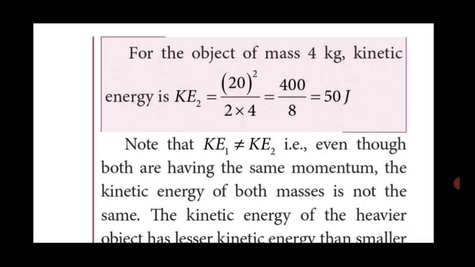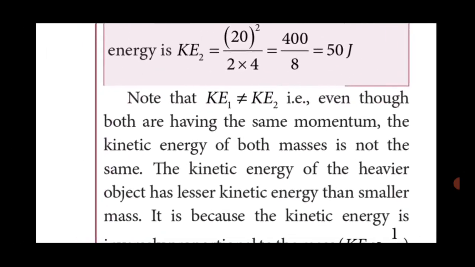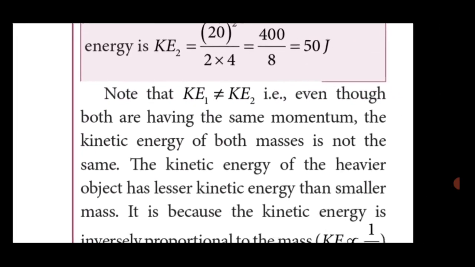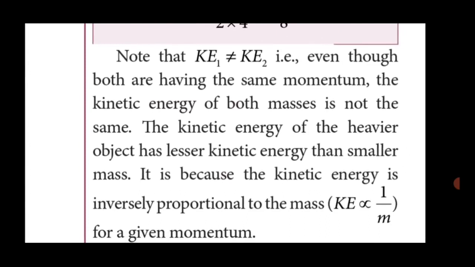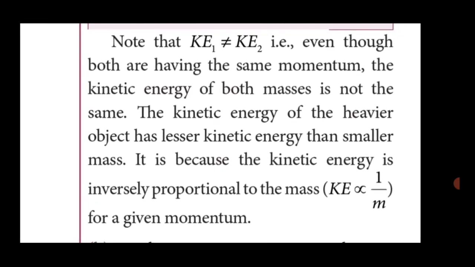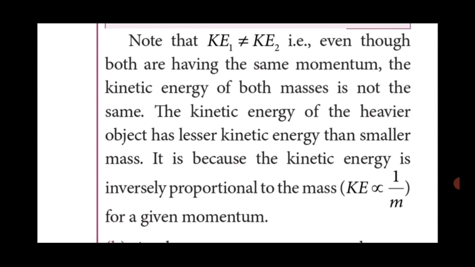So note that KE1 is not equal to KE2. Even though both have the same momentum, the kinetic energy of both masses is not the same. The heavier object has less kinetic energy than the smaller mass. It is because the kinetic energy is inversely proportional to what? The mass. So the kinetic energy differs for different masses even though they have the same momentum. Understood?